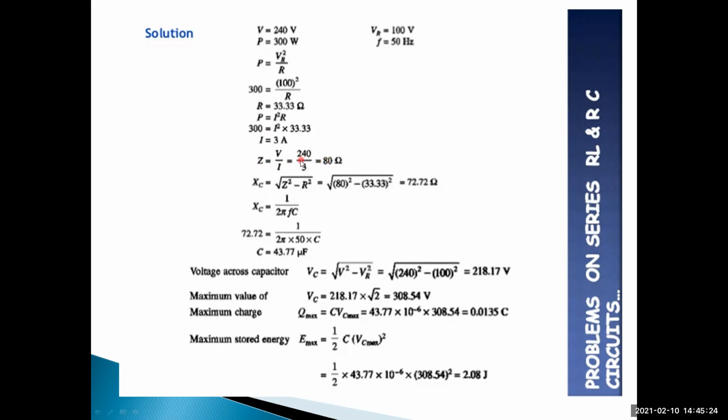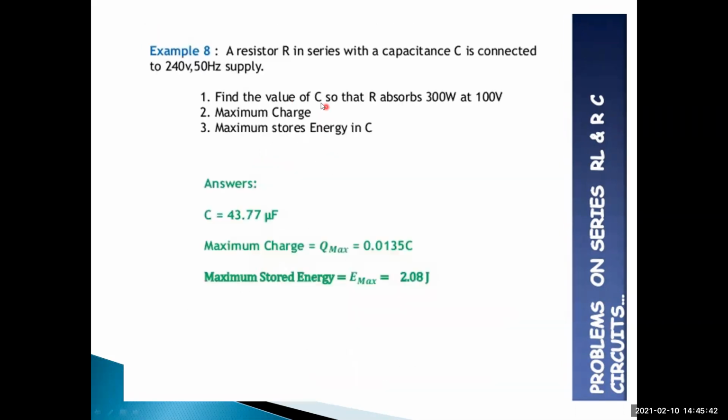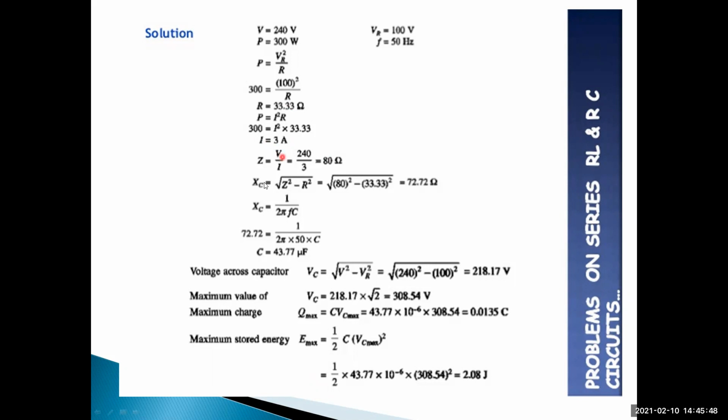By using this, we have to find the capacitive reactance. We know the resistance of the circuit and the total impedance of the circuit. The only unknown is the capacitive reactance. Using Z is equal to root of R square plus X square, X is equal to root of Z square minus R square. Z is equal to 80 and R is equal to 33.33. By substituting this, we get 72.72 ohms.